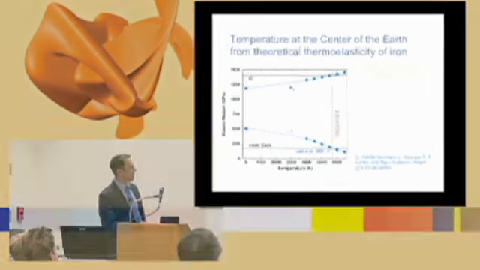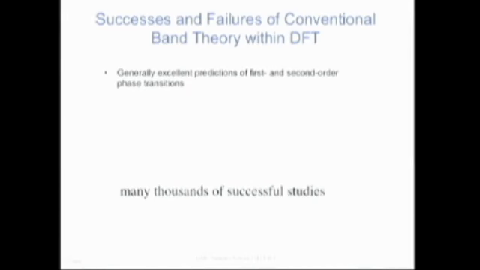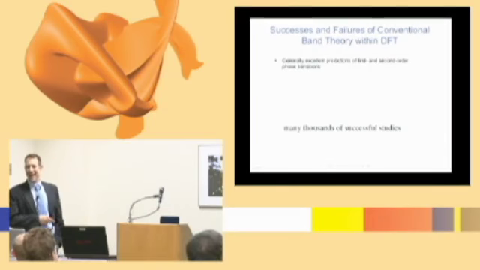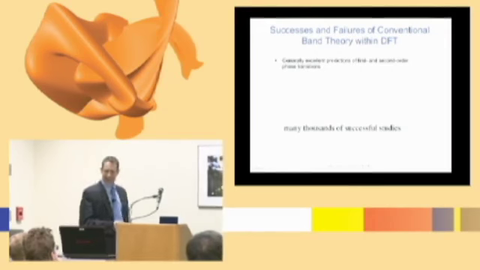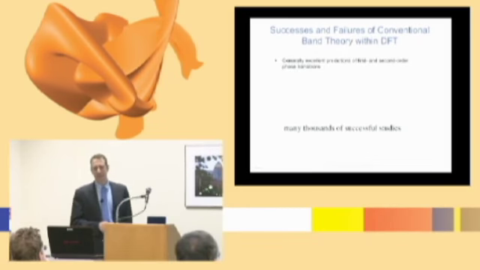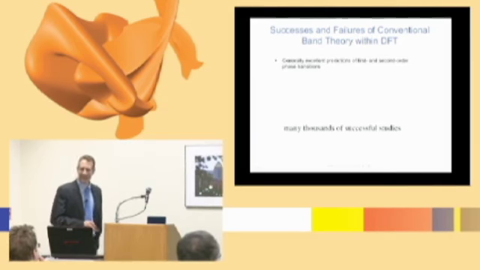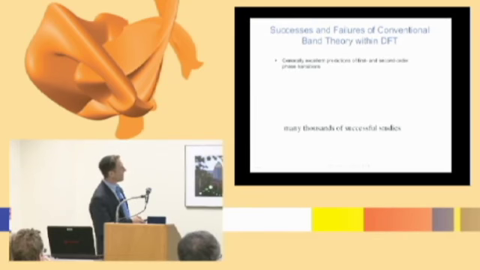Another example, just running through this set of examples with some geophysical flavor to them, is getting some idea of the temperature at the center of the Earth. And by the way, there are whole websites devoted to putting a religious spin on this. Okay, so apparently Lars Stixrude and I found the temperature of hell by finding the temperature at the center of the Earth. So this has become very popular in some corners of the internet.